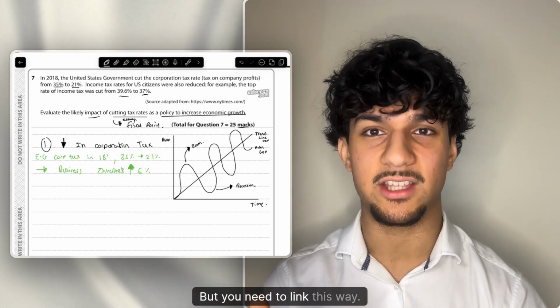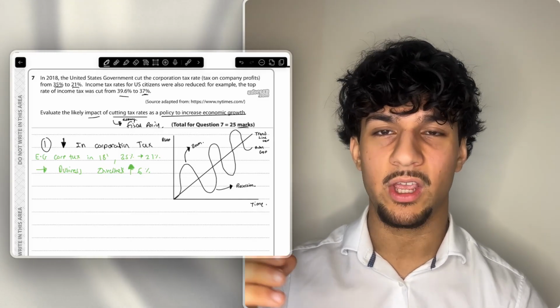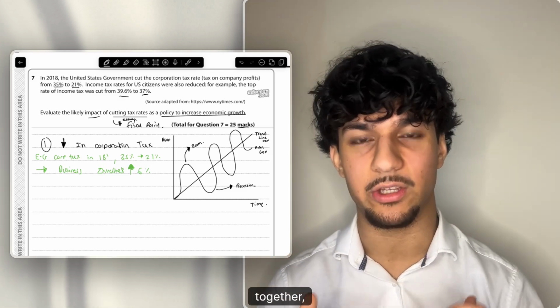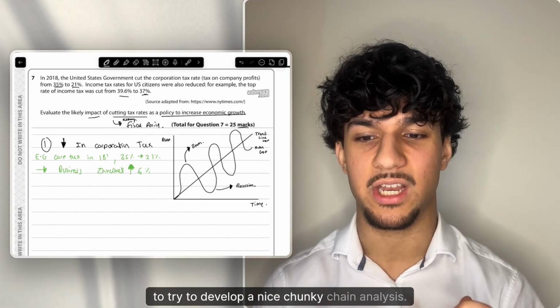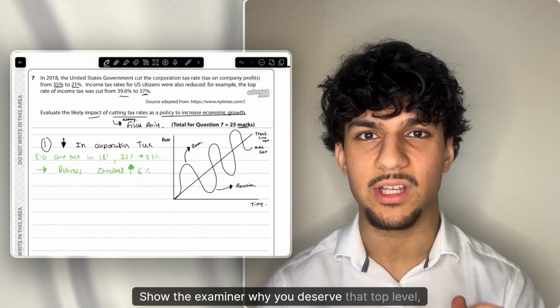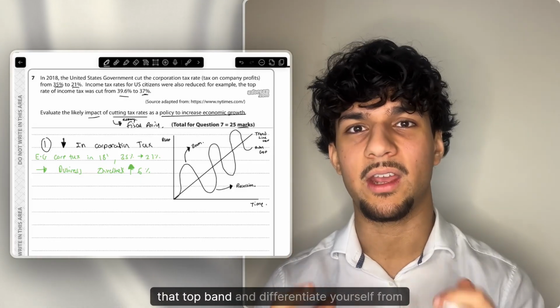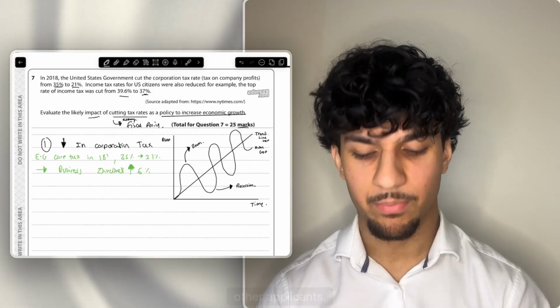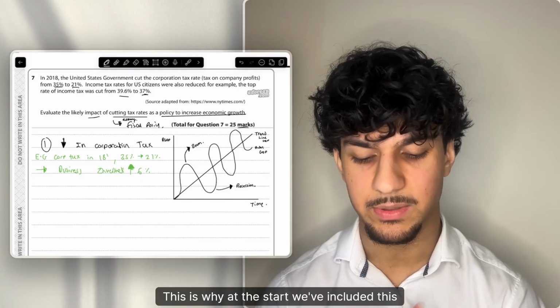but you need to link. This is where you need to be holistic. You need to be comprehensive. You need to link all these different parts of the spec together to try and develop a nice chunky chain of analysis. Show the examiner why you deserve that top band, and differentiate yourself from other applicants. This is why at the start we've included this business cycle diagram.